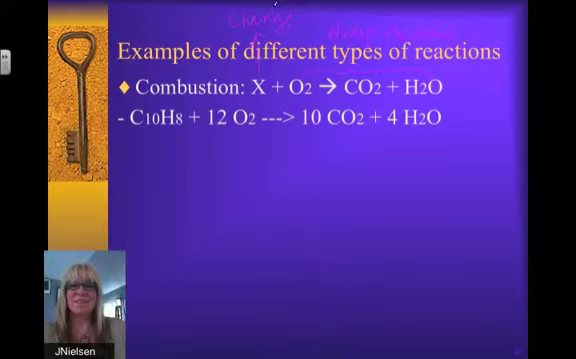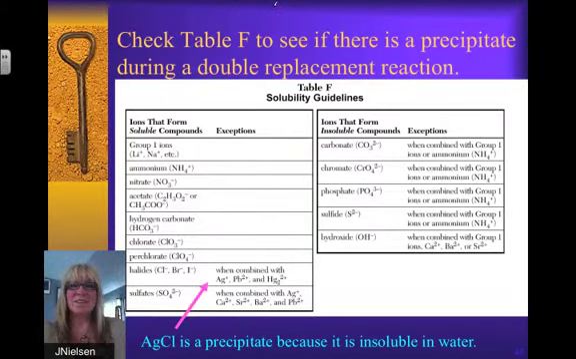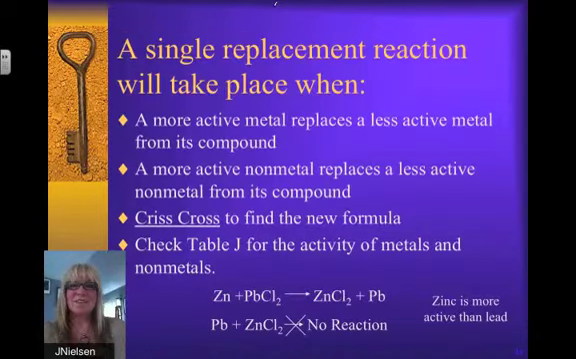So here's an example using decane and oxygen to produce carbon dioxide and water. This is table F. We're not going to worry about this right now. We're going to talk about this in the next unit.